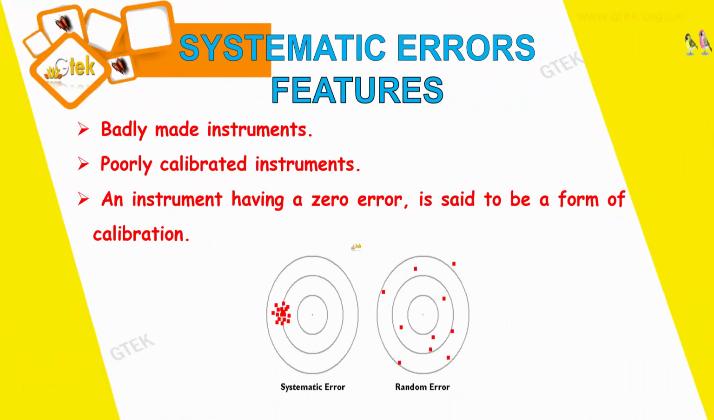Let us talk about the systematic error features. Some of the features of systematic errors are badly made instruments, poorly calibrated instruments, and also an instrument having a zero error, which is said to be a form of calibration error. So obviously it will result in systematic error. You can see the depiction over here of how systematic errors and random errors will be.